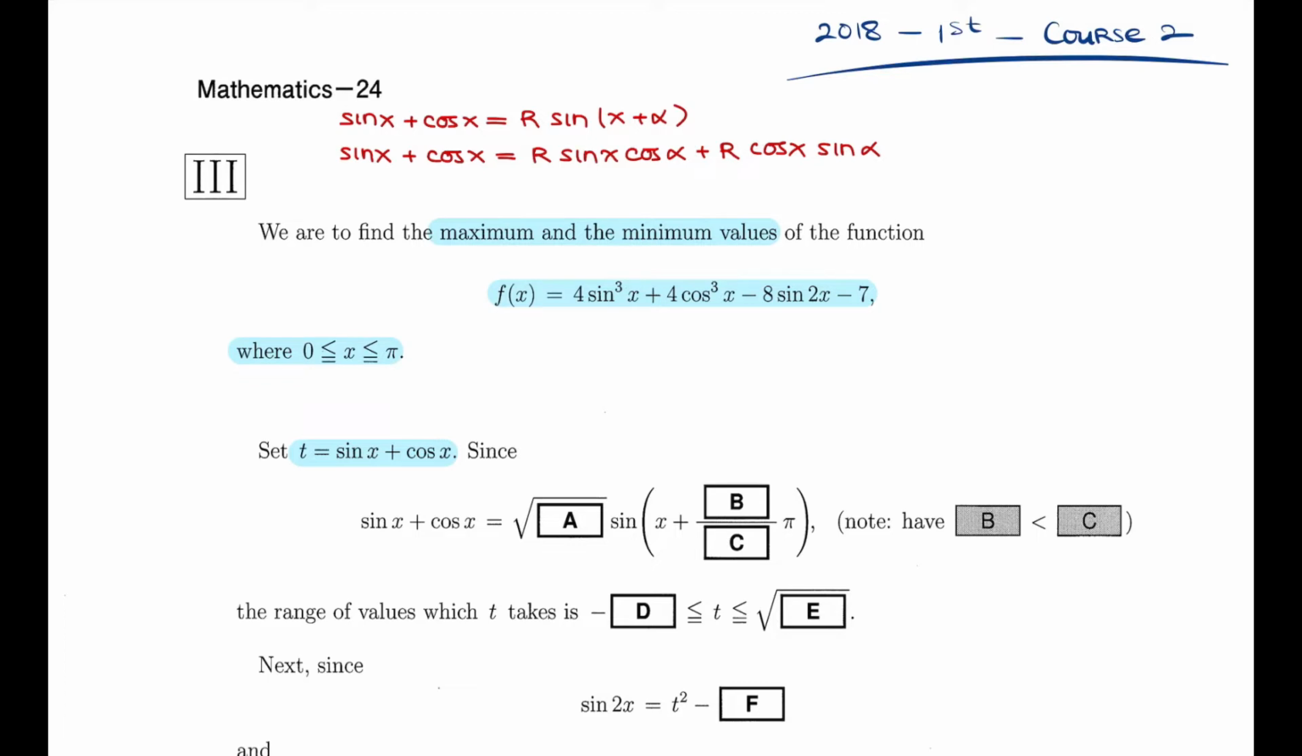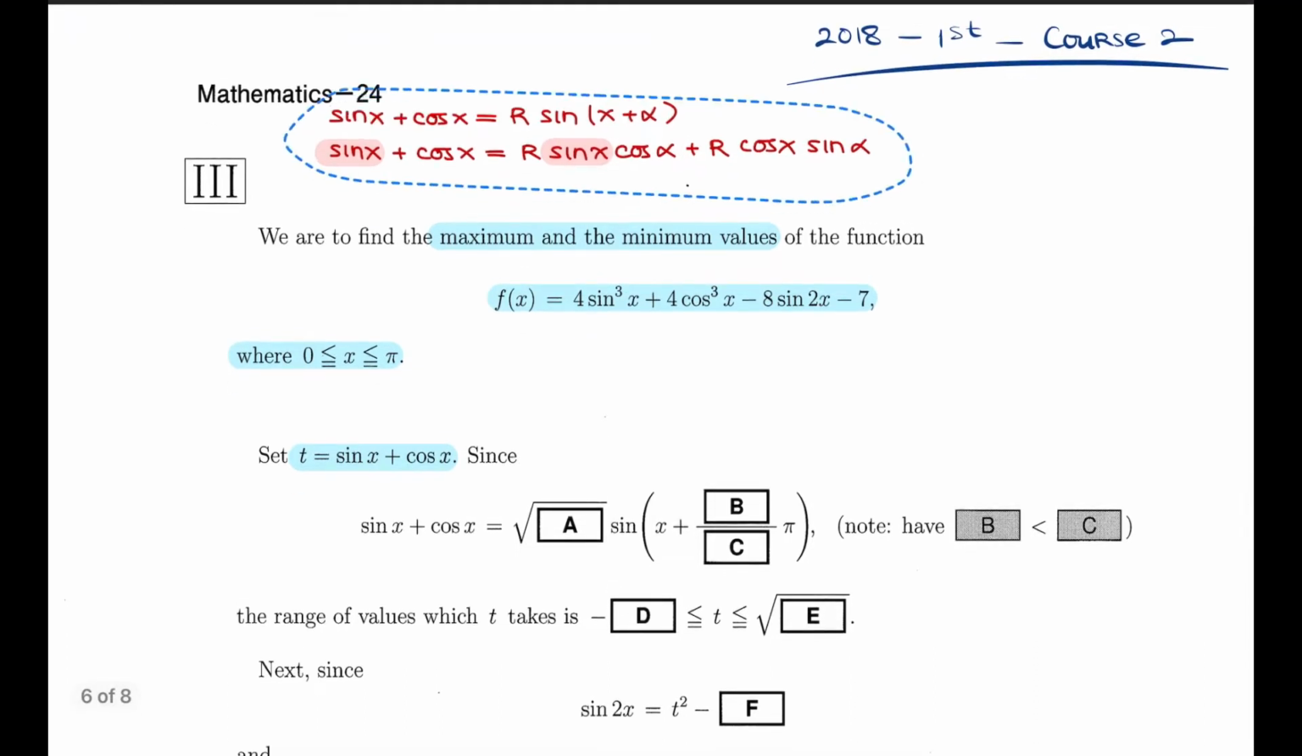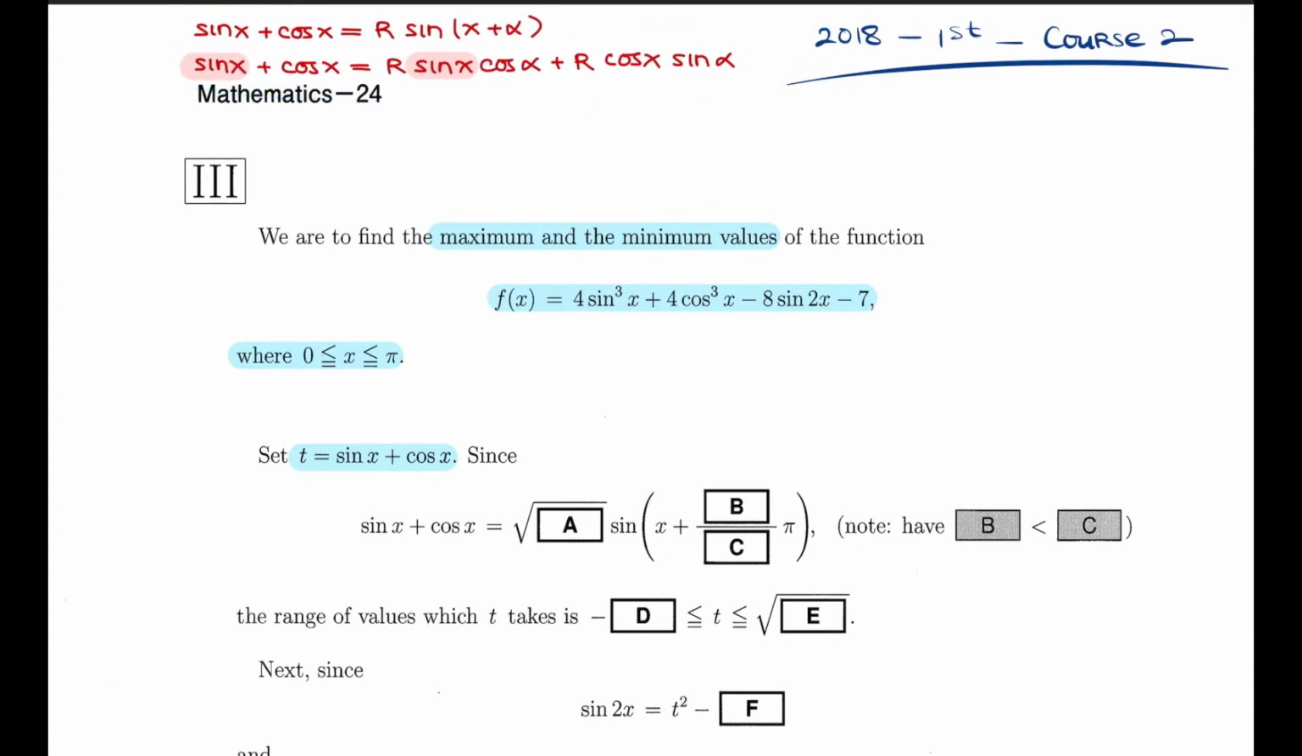After that, just compare the coefficients. If you see from this equation, the coefficient of sine x on the left hand side is 1. And from the right hand side, the coefficient of sine x is r cos alpha. Then I can say that 1 equals r cos alpha.